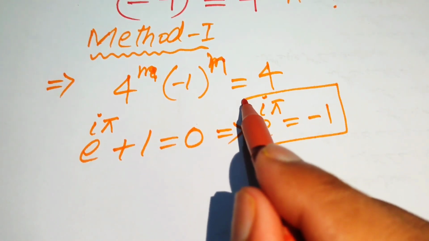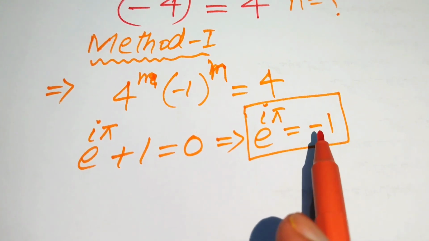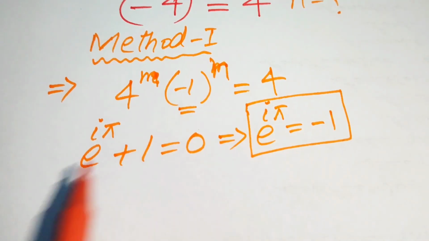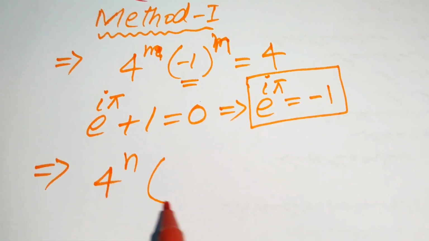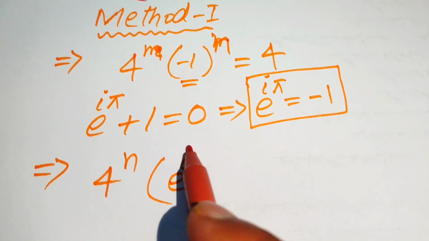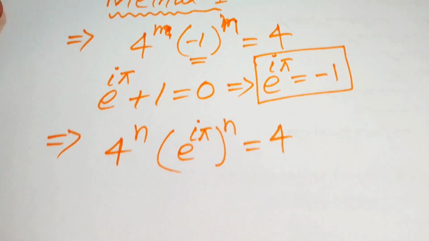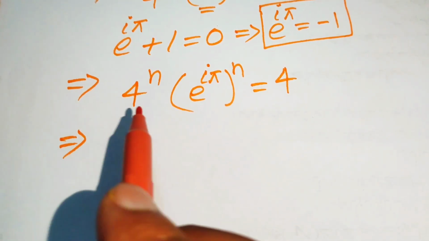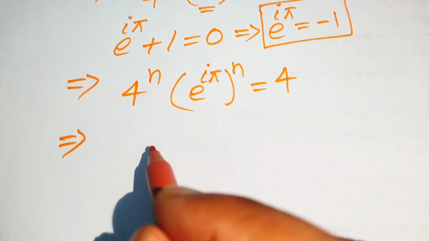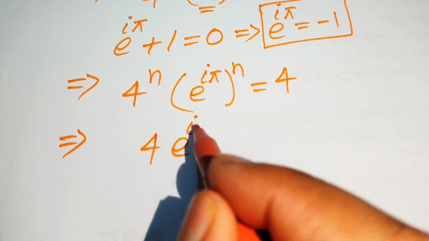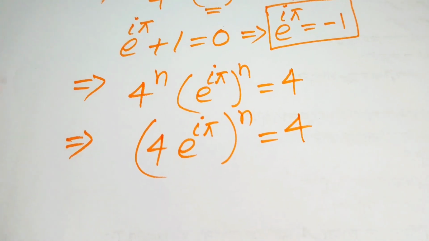So here we use this value of minus 1, and we know that minus 1 equals e to the power of iota pi. We use this value here, and the equation will be written in this form: (4 times minus 1)^n, so our minus 1 equals e to the power of iota pi, and its whole power n equals 4. Here again we combine the exponents of these two terms, and it will be written as (4 times e to the power of iota pi) to the power n equals 4.